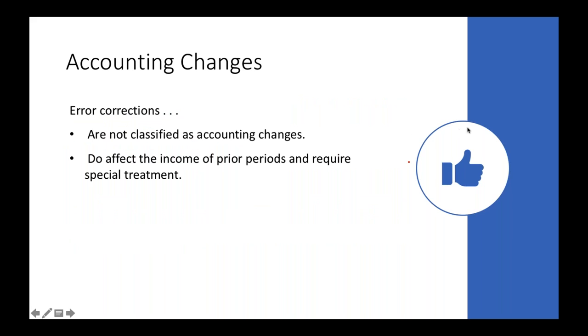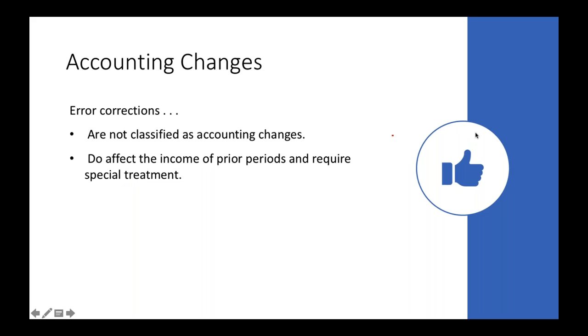Accounting changes, error corrections. So there might be some accounting errors, which are not classified as accounting changes. It can be like, instead of recording one entry in one account, you might have recorded it in the other end. And also, it may affect the income of the prior period, okay? So you may need a special treatment for that. Let's see some examples for that.